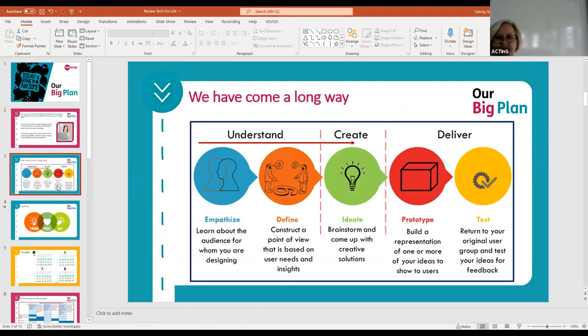So we started using agile methodology to do this as part of a whole organisational way of working.